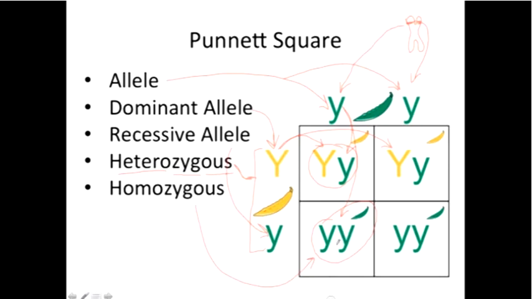Now this would be called homozygous recessive because those are 2 recessives. So homozygous recessive looks like this, and homozygous dominant would look like this. Either way, homozygous dominant, homozygous recessive, they're both homozygous because you have the same 2. Heterozygous, they're different.